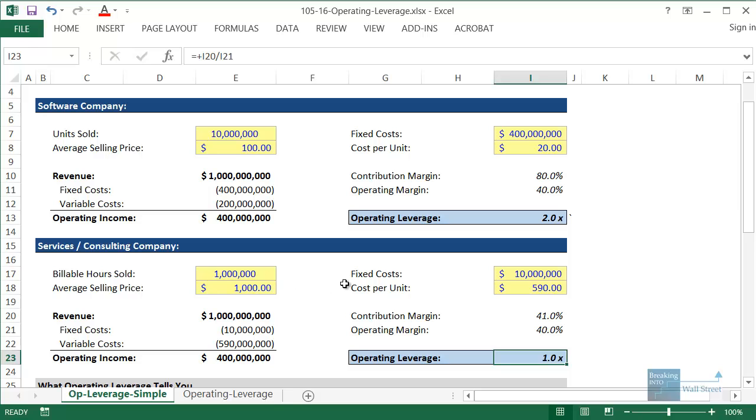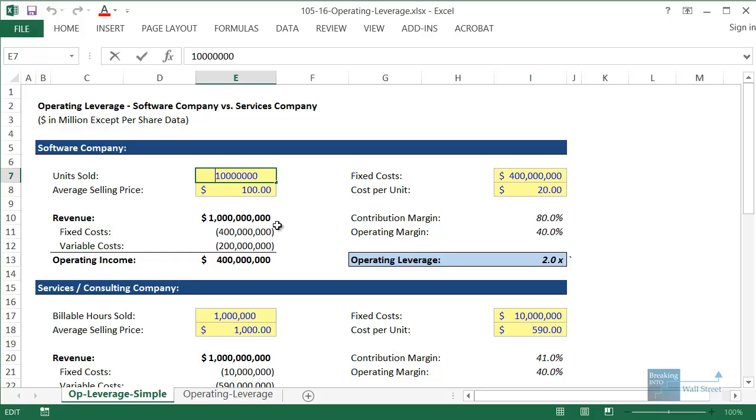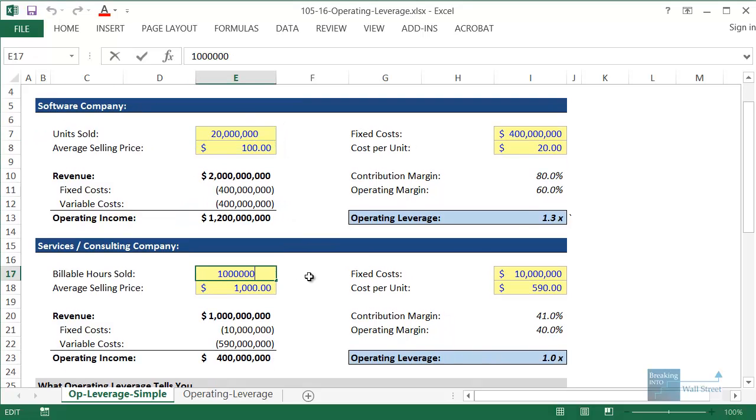Now to show you what this higher operating leverage actually means, let's double the unit sales for both these companies. So let's double their units sold to 20 million. And for the software company, their operating income goes up by 3x, and it goes up from 400 million to 1.2 billion. But then for the services company, if you double the billable hours to 2 million, the operating income goes up to 810 million. So it roughly doubles, but it doesn't triple as it did for the software company.